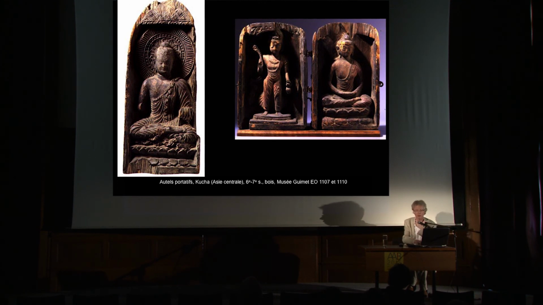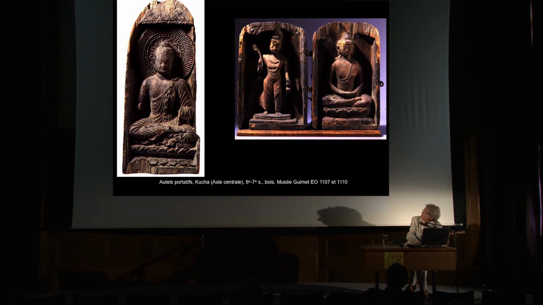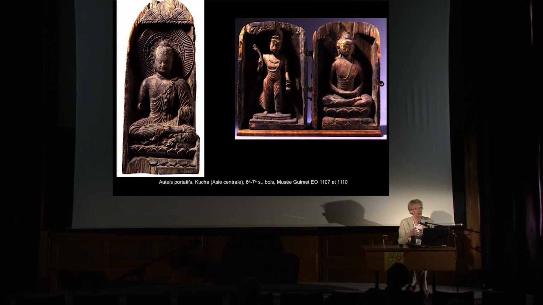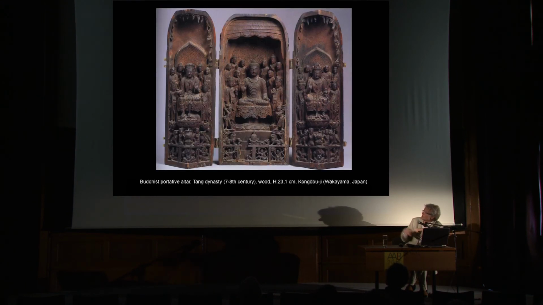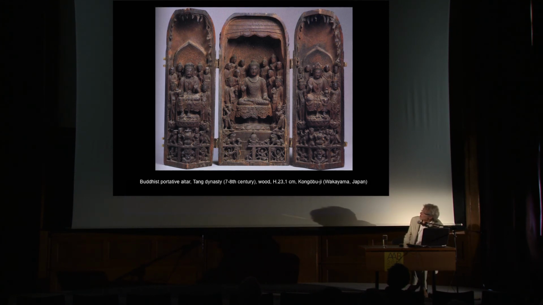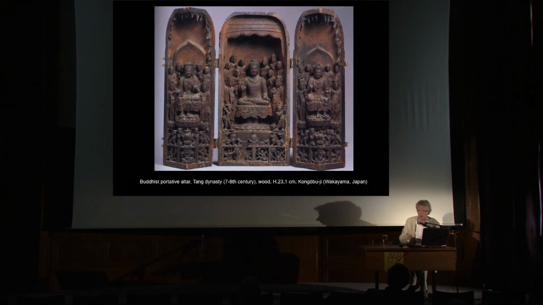And here you have an example of them found in Central Asia, in Kucha, objects belonging to the collection of the Musée Guimet, dating back to the 6th to 7th century, which were portative altars. So very small, very light, you could put them in your luggage and pray for your personal devotion, and of course, give it to someone abroad much more easily than with a stone sculpture. And some of them seem to have traveled very long distances. For instance, this well-known Tang Dynasty portative altar kept in the Kongobuji temple of Japan.